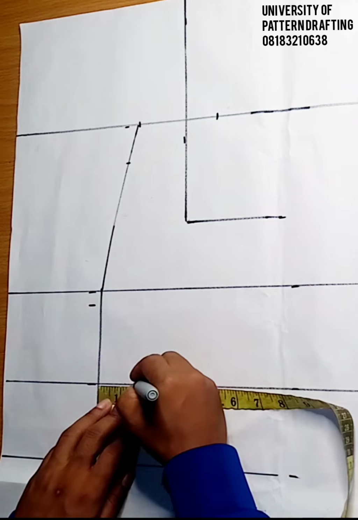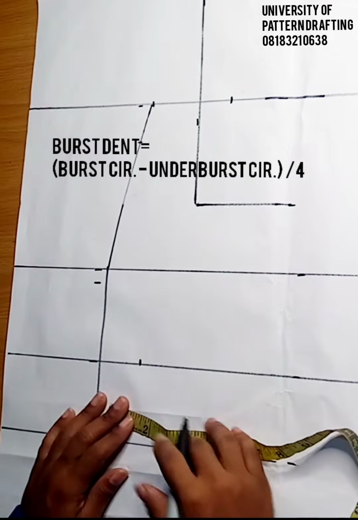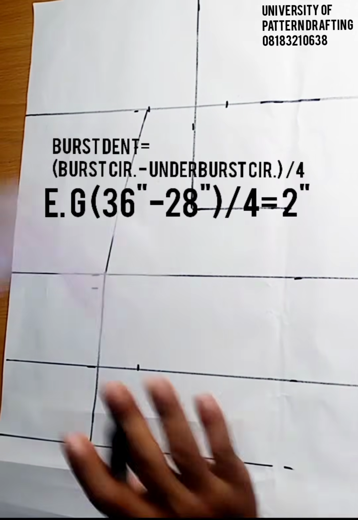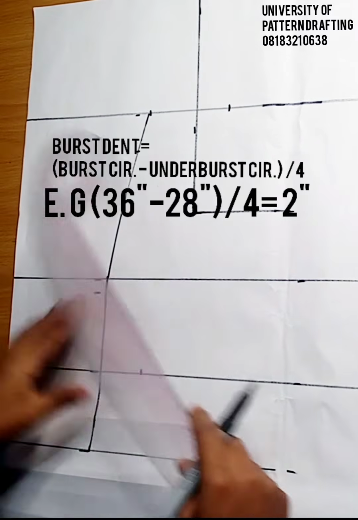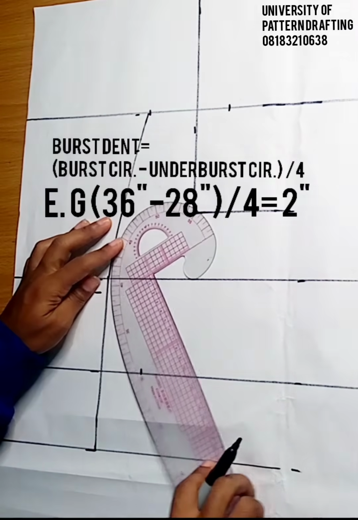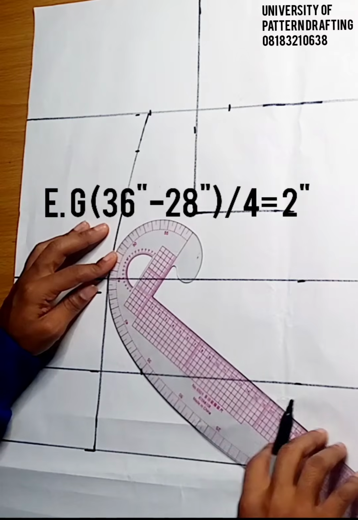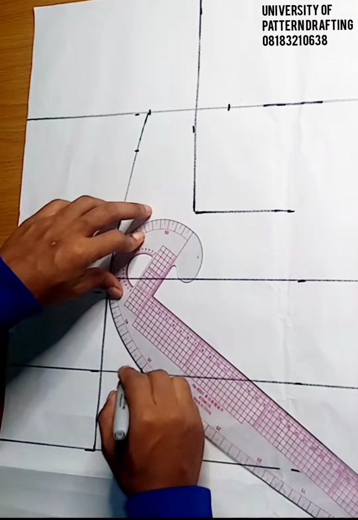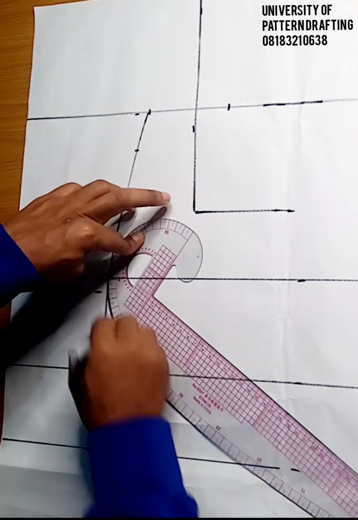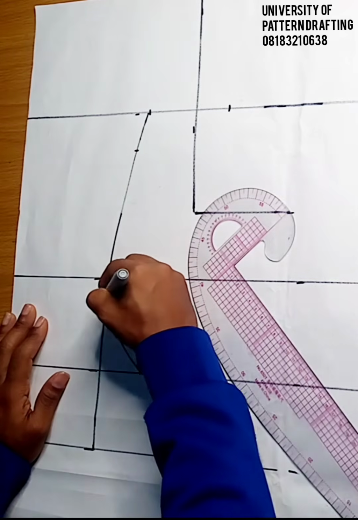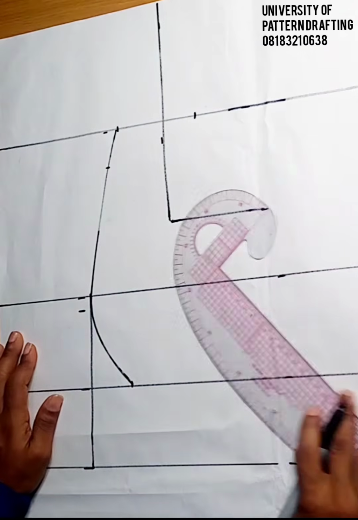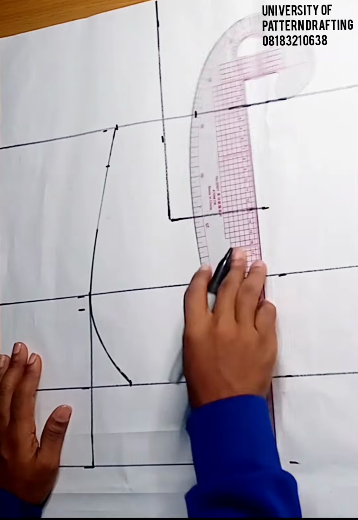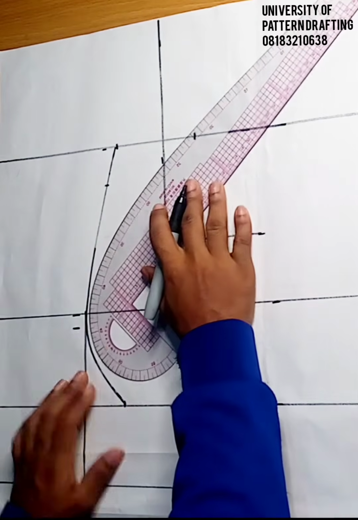So I'm marking my bust dent. Please guys, note that your bust dent is your bust minus your under bust divided by 4. So mine has given me 1.75 inches. So that's what you can see me marking, and I'm using my French curve to connect that back to the bust point. Can you see that? So you can actually see that everything is already forming. So remember that guys, bust minus under bust divided by 4, that's your bust dent.